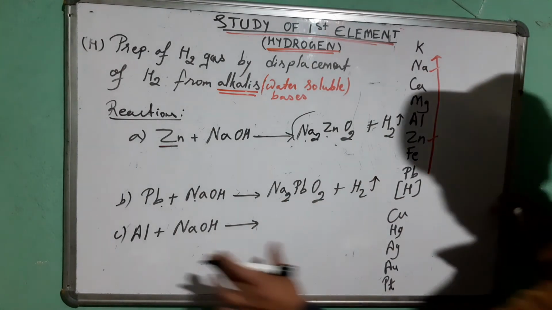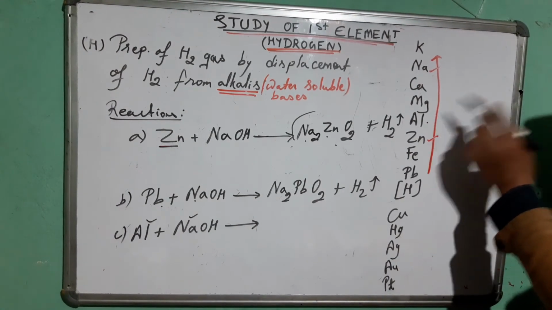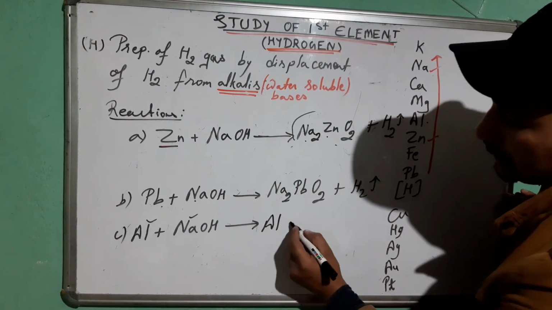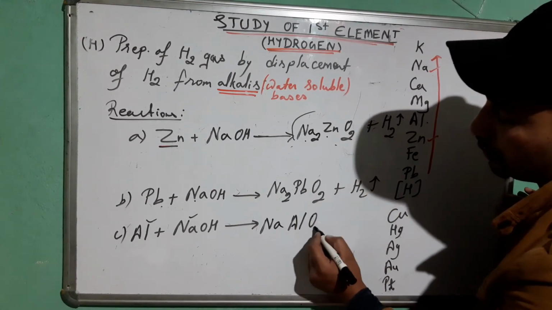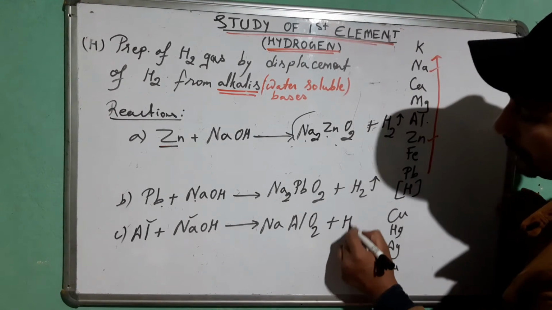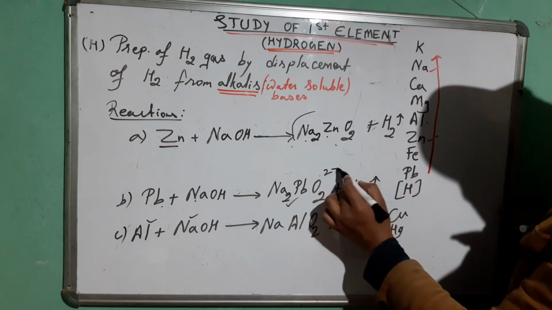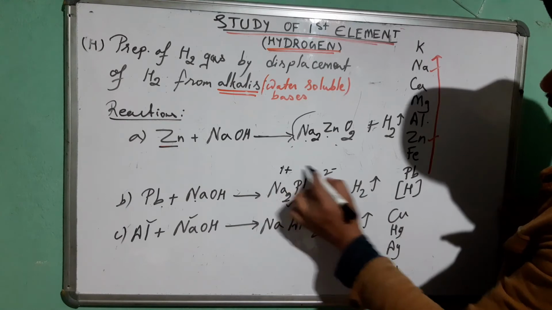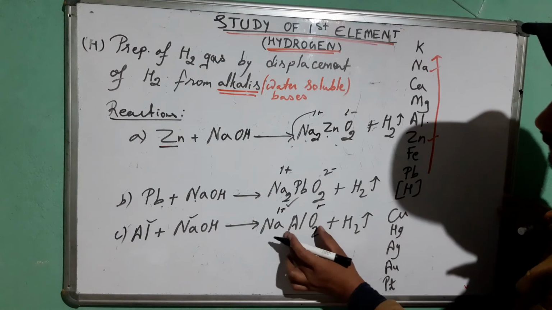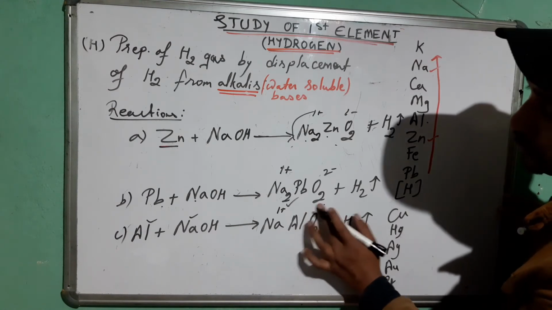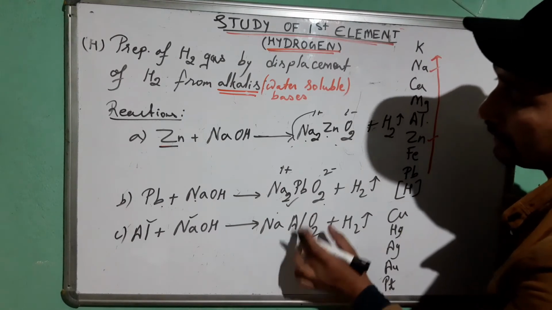And aluminum also has no ability to replace sodium. Aluminum occupies a lower position, so it combines to form sodium aluminate, NaAlO2 plus hydrogen gas. Here the valency of aluminate, this AlO2, is 1 minus and sodium is 1 plus. So the formula of sodium aluminate is NaAlO2.